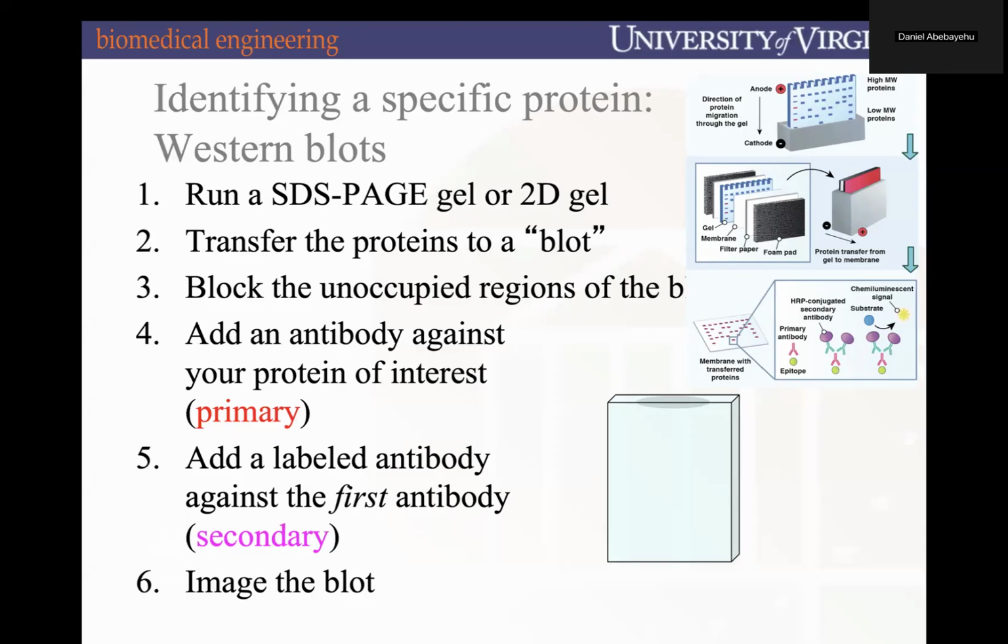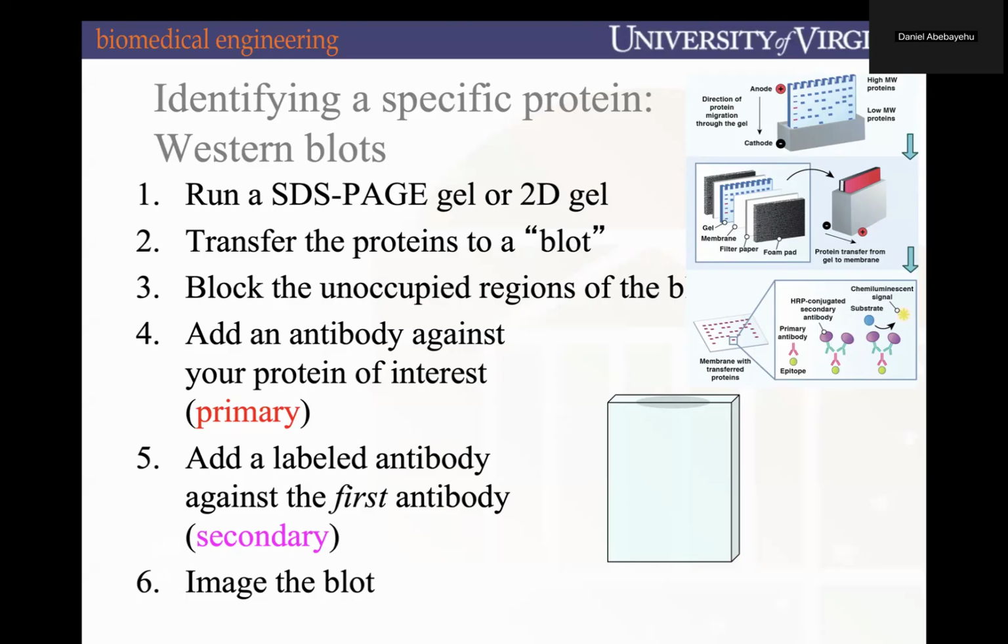With Western blotting, we use antibodies to detect a specific protein. If our proteins are embedded in this polymer network, these antibodies cannot access these proteins. So we need to actually move these proteins onto something else that will permit them to be detected by an antibody.